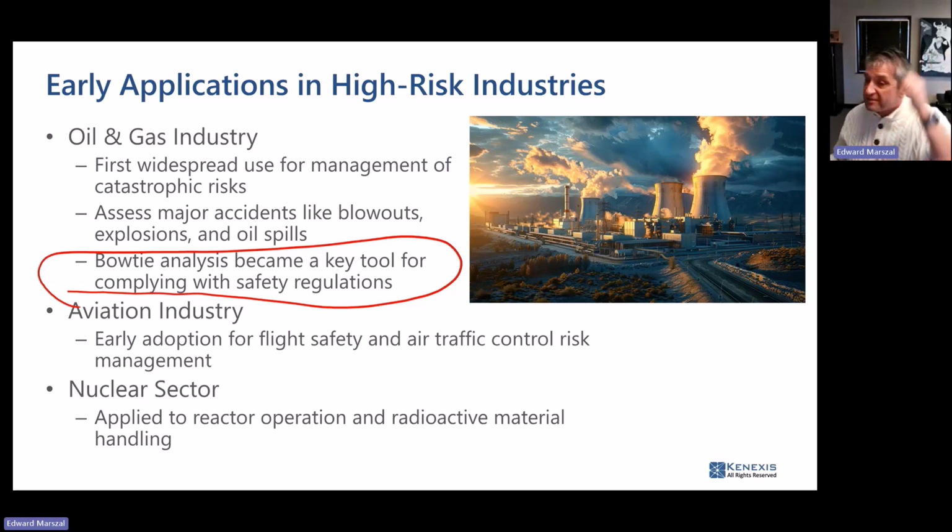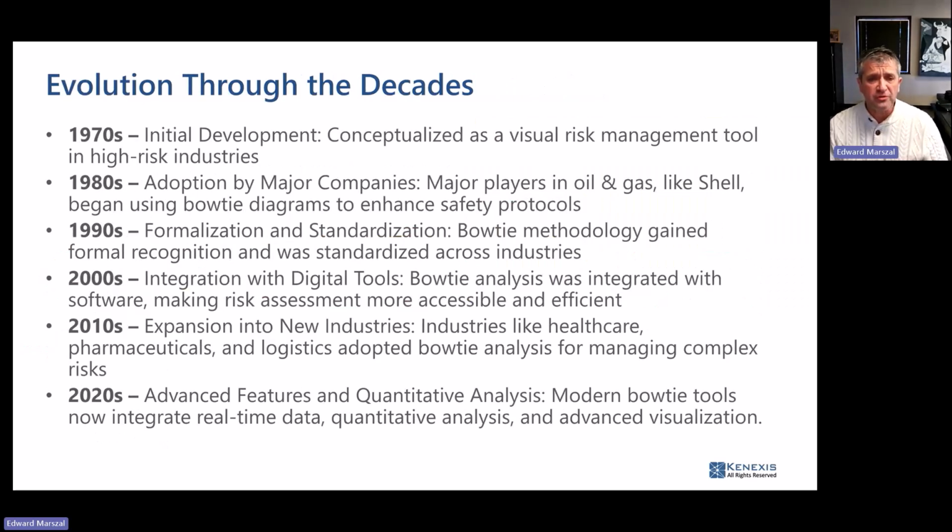But then it was quickly adopted by other industries. Aviation is using bowties for flight safety, air traffic control risk. The nuclear sector is looking at it for reactor operation and material handling. So through the decades, in the 70s, early initial development, conceptualizing risk scenarios. We get into the 1980s, and we're starting to use it on a regular basis as part of the formal safety protocols instead of a one-off thing.